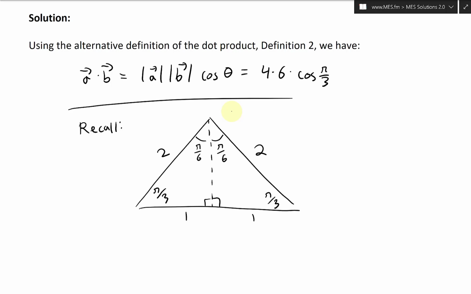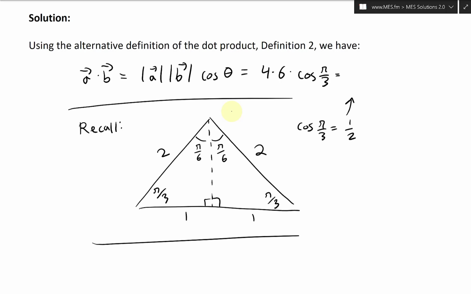And we're looking at cosine of pi over 3. Cosine is adjacent over hypotenuse, so cosine pi over 3 is just equal to 1 over 2. Put that over top, just as a little recall. Let's put a line. Equals 4 times 6, which is 24, or actually, I'll just leave it like that.